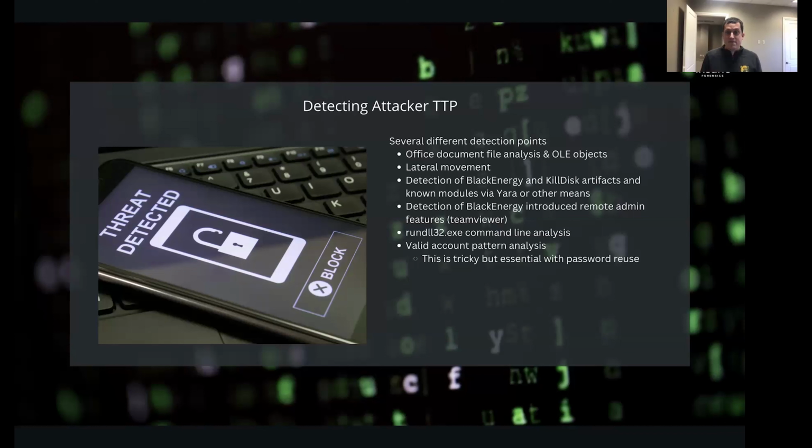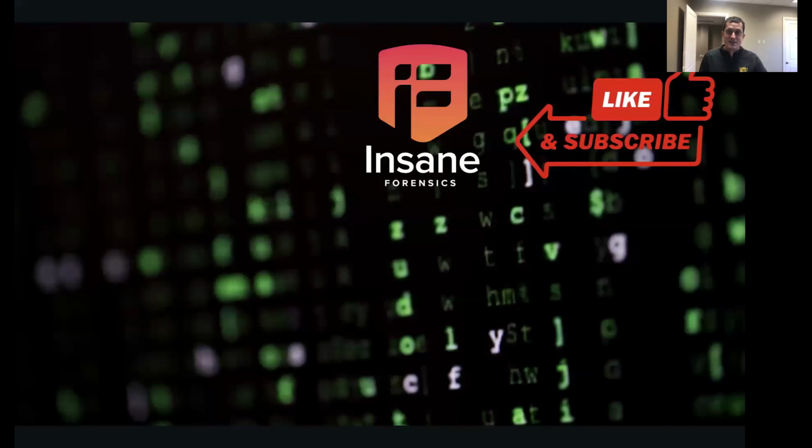Finally, valid account pattern analysis. This is a tricky one, right? Attackers, if they're super sophisticated, might use accounts in the ways those accounts are generally intended to be used and in the patterns. But it's likely that they're either not going to know that, or they're going to make a mistake, or in this case, they're taking advantage of password reuse or having that valid account. So understanding where your accounts are, the trust boundaries they're crossing, the parts of the operation they're going into, this might help you build patterns for valid account analysis or hijacking of those.